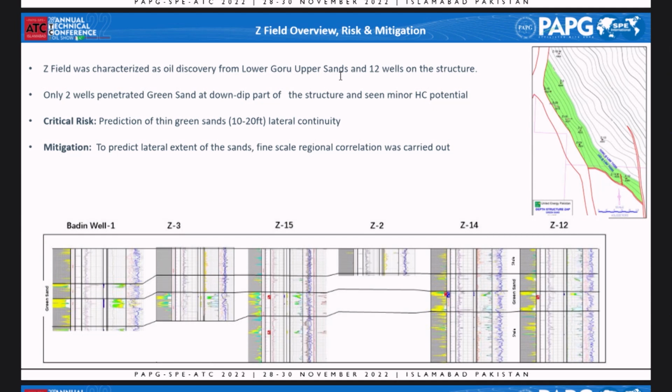In order to mitigate that, we carried out a regional correlation in the Badin concession and correlated that this sand package is deposited throughout the area. It gave us the concept, so we tested a well over the up dip part of the structure, somewhere here. It also encountered similar sand at the same point, and it was oil bearing. So even this thin zone added 4 to 5 million barrels of proven oil in place in the portfolio.